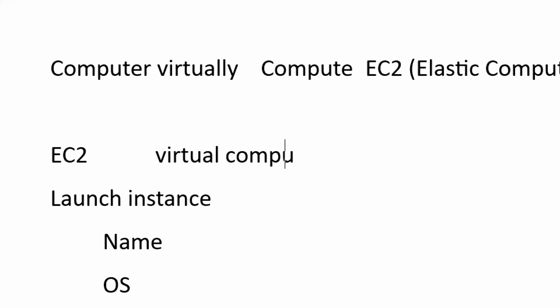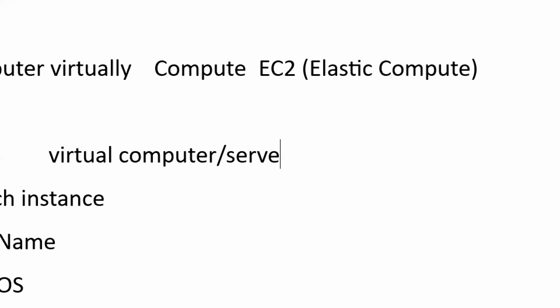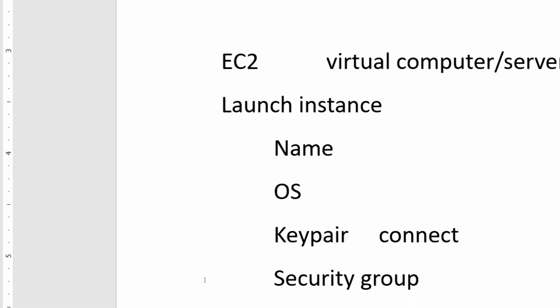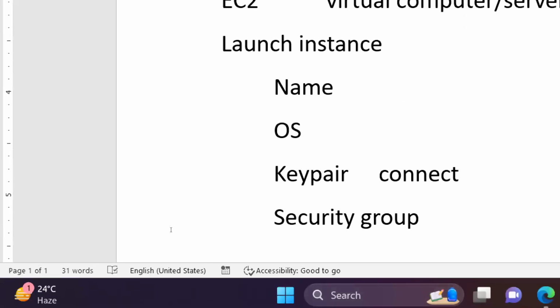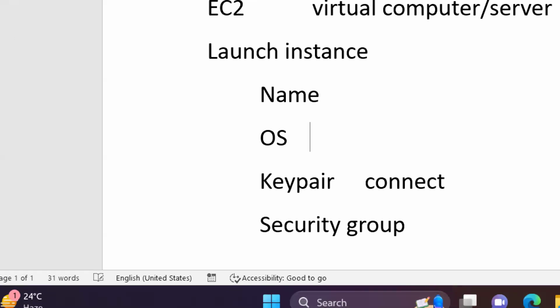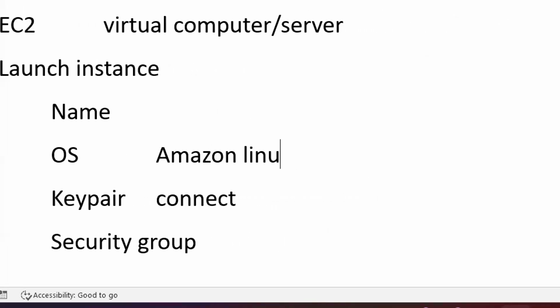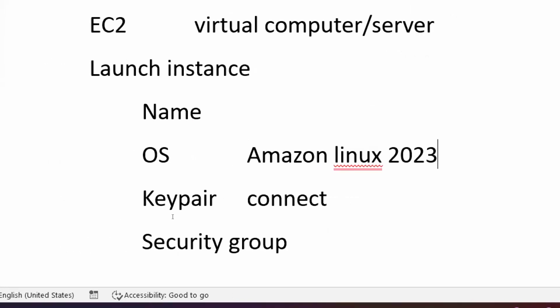So you can create a virtual computer. You can create a computer or server with the help of the EC2 instance. While creating, it will ask you for the name and operating system. Here I have taken Amazon Linux 2023. You can also take Ubuntu, Windows, or Red Hat, depending upon your requirement.